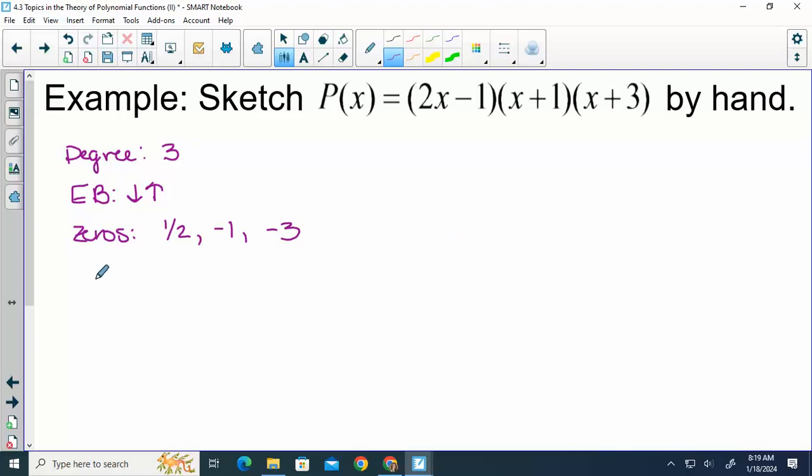And then the next step was, does it go through or bounce? All of these have what multiplicity? 1. 1 is an odd number, so what will the graph do at each of these? Go through all of them. Okay, y-intercept.